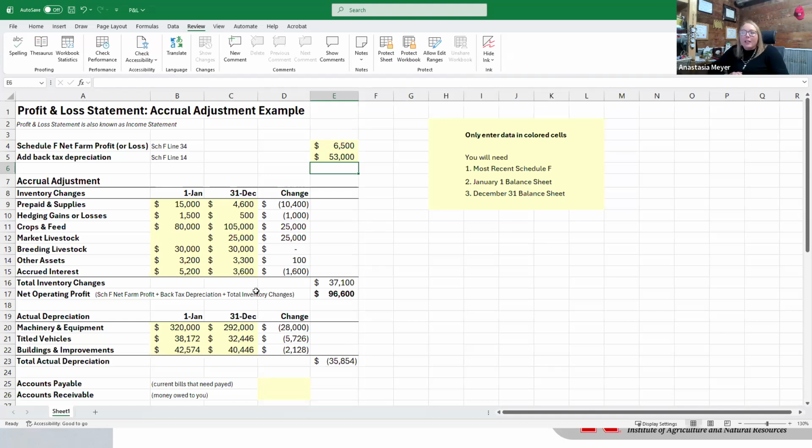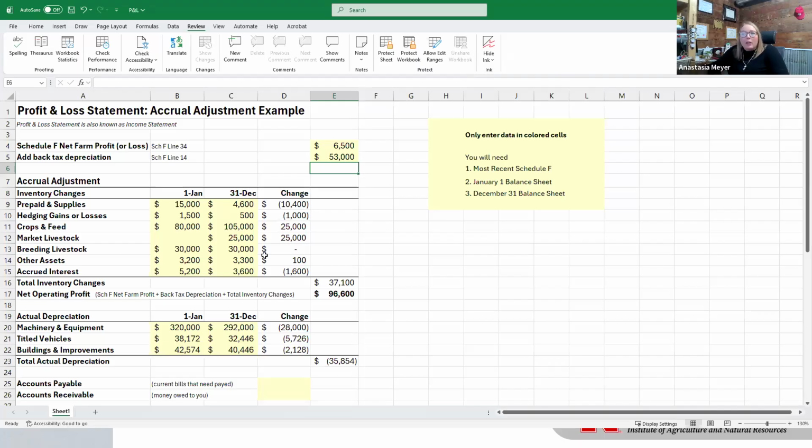So simply, we're looking at the change from January 1 to December 31st. You'll see here, for example, it's important to notice that you are not having as much prepaid or supplies as you did in a typical year, right? You're spending $10,000 less than you did last year on prepaying supplies. Now maybe that's because if you go down here on your crops and feed, you're sitting with $25,000 maybe in a grain bin that you haven't sold yet, or it's in the elevator that you haven't sold.